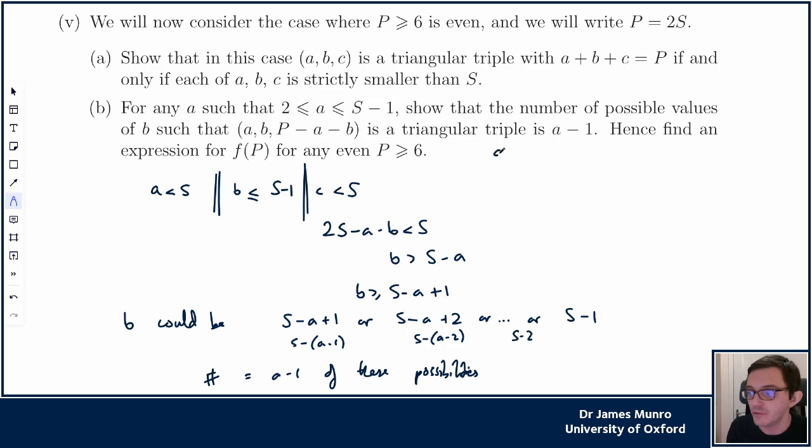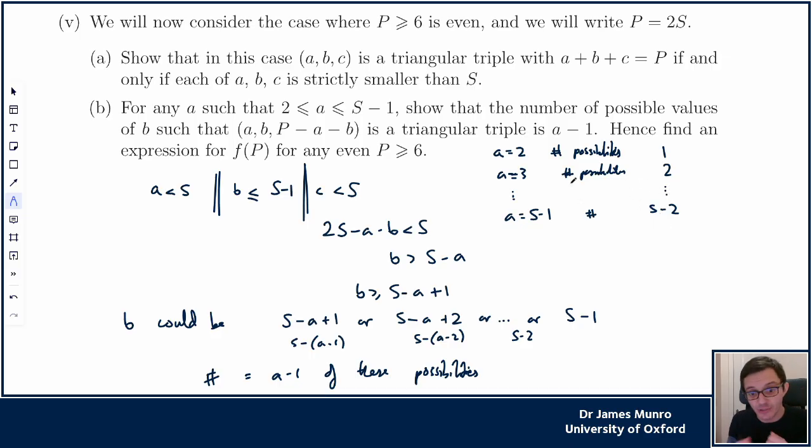A could be 2, in which case the number of possibilities for B, each of these leads to a triangular triple, is 1. A could be 3, in which case the number of possibilities, I need to stop writing out the word possibilities, is 2. All the way up to A could be S minus 1, in which case the number is S minus 2. The rule is you subtract 1 from the value of A. So that's how many possibilities we get.